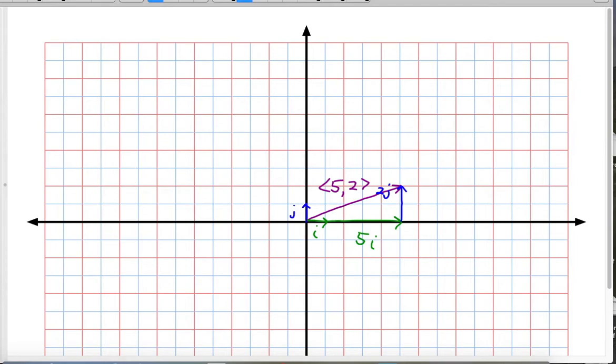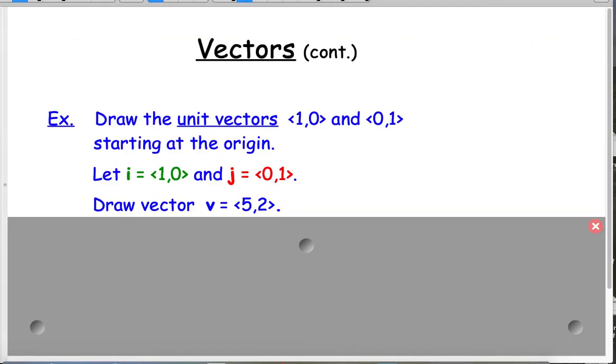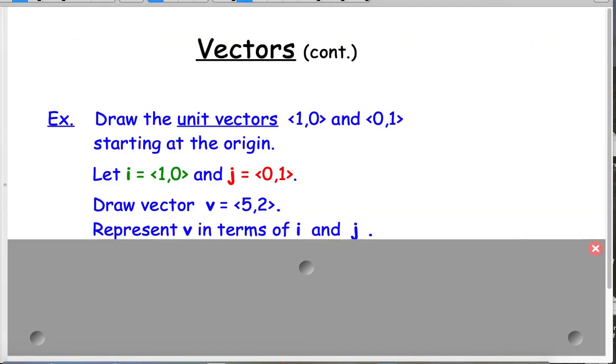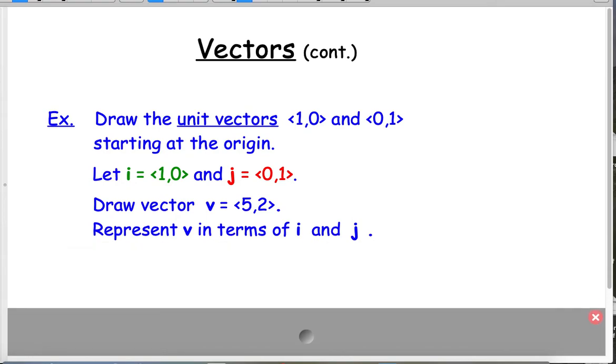So we've learned that we can talk about a vector with the coordinates of the initial point and the terminal point, or we can write it in component form. And now we have another form we can write it in, what I call ij form. And so we would write for this 5i plus 2j.